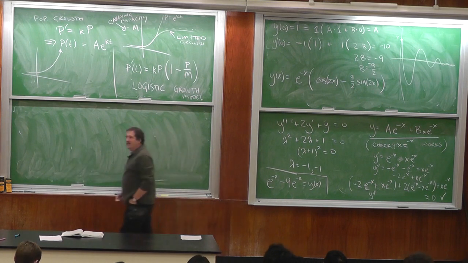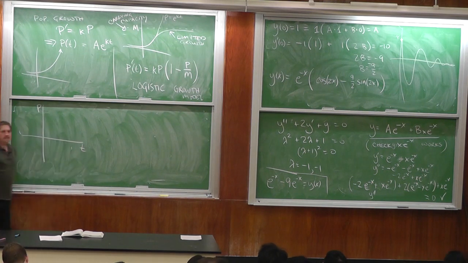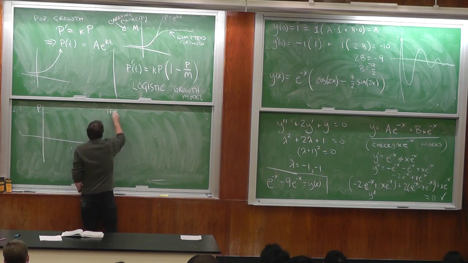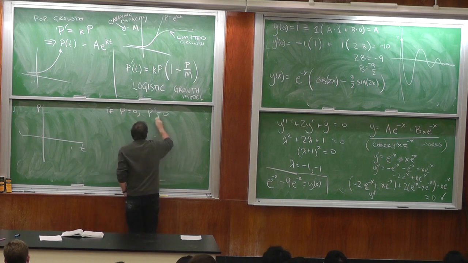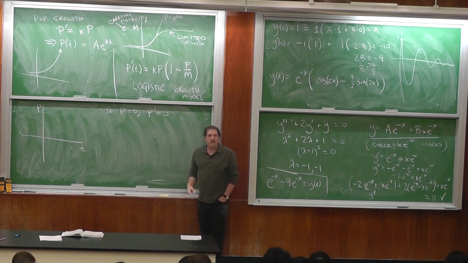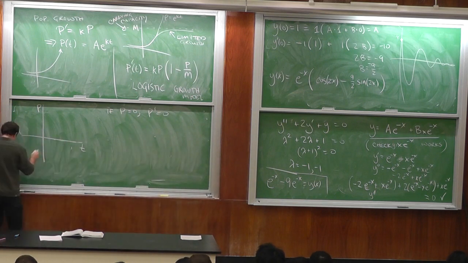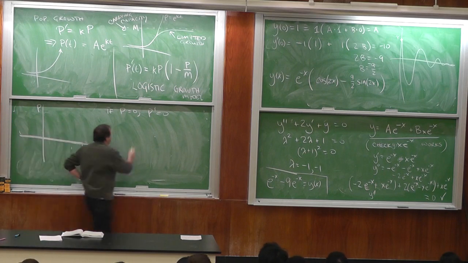Okay, so let's think about how this behaves. I talked about this a little before. Here is the P-axis. Here is the t-axis. And notice that if P equals 0, P prime is always 0. So that means this is a solution. So we have an equilibrium solution.